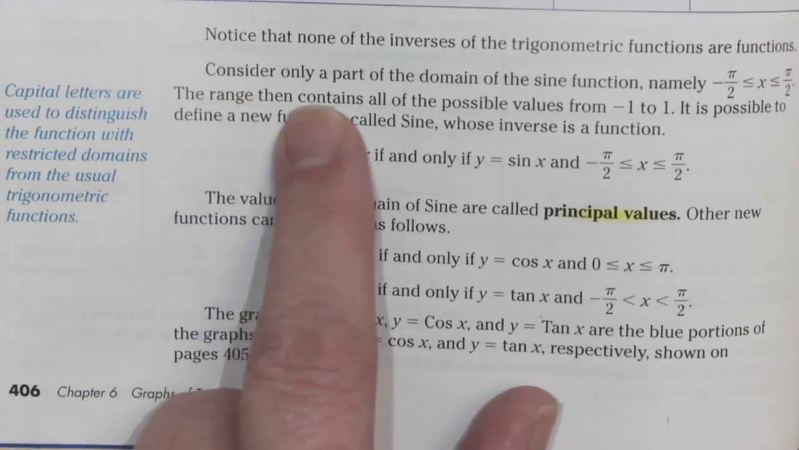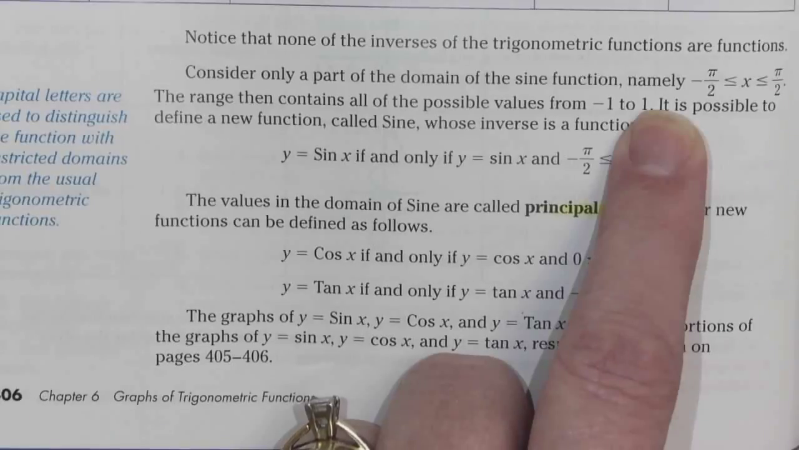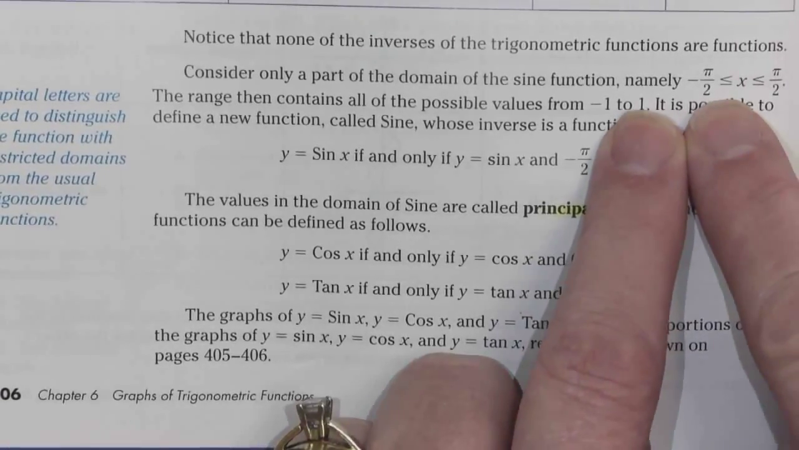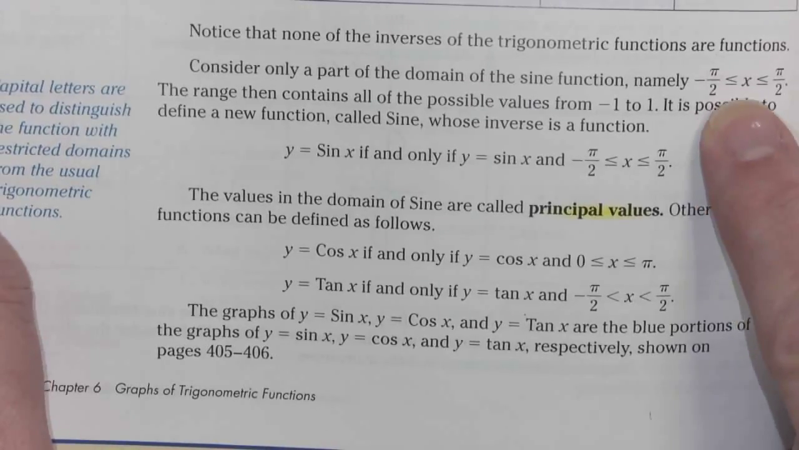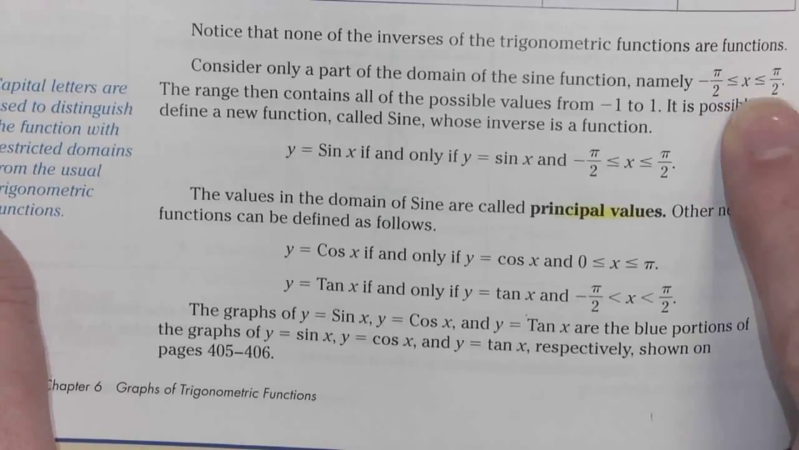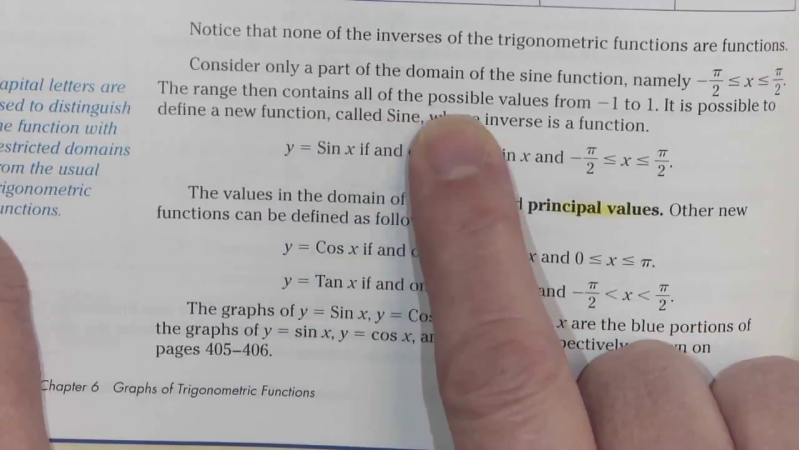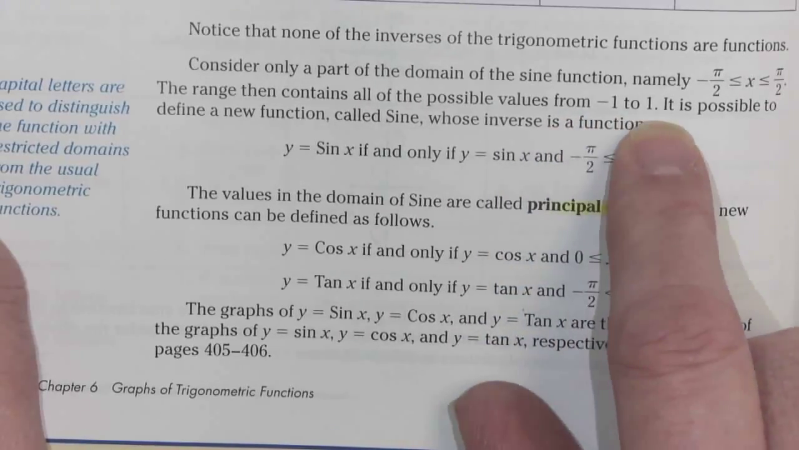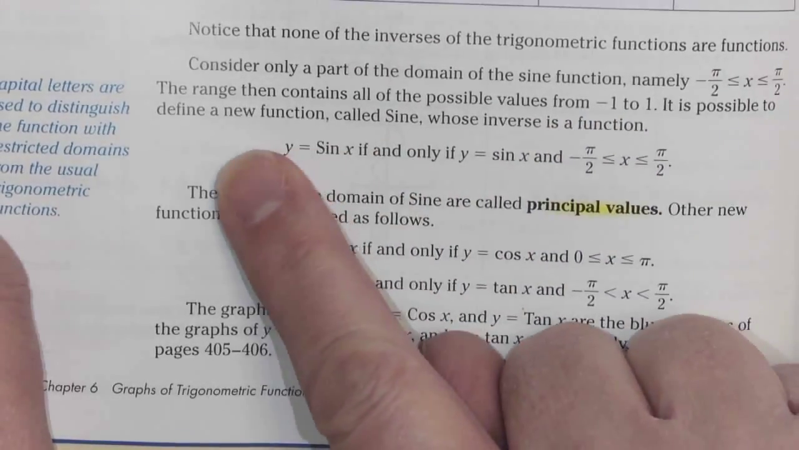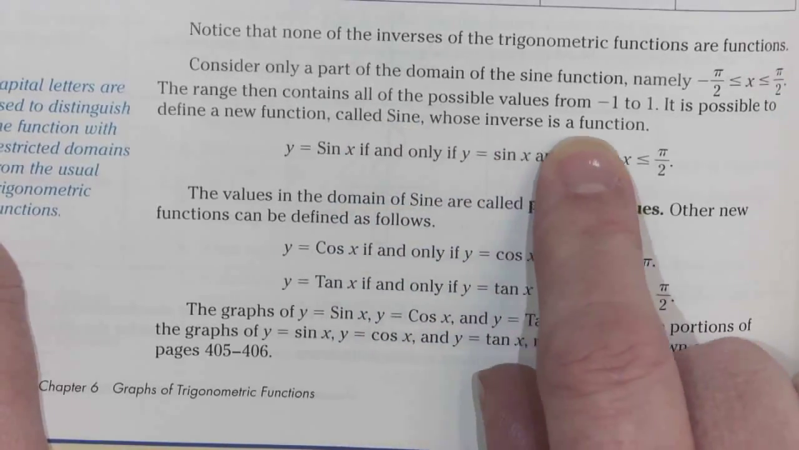Now we're going to consider only a part of the domain of the sine function, namely for sine, which was on the last page, negative pi over 2 to pi over 2. All right? Okay, the range then contains all the possible values from -1 to 1. It is possible to define a new function, the Sine, see capital S, whose inverse is a function.